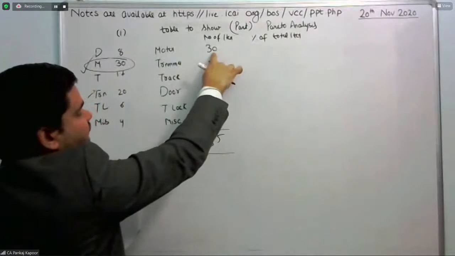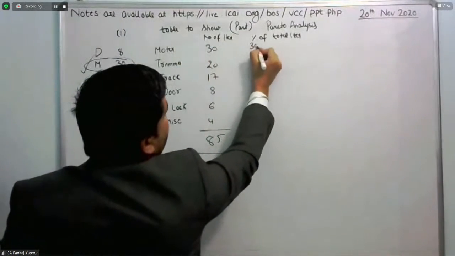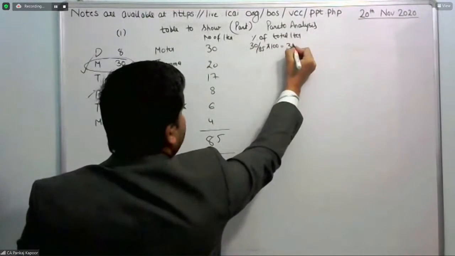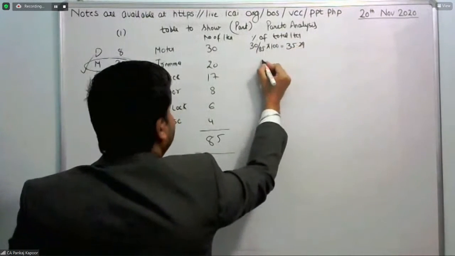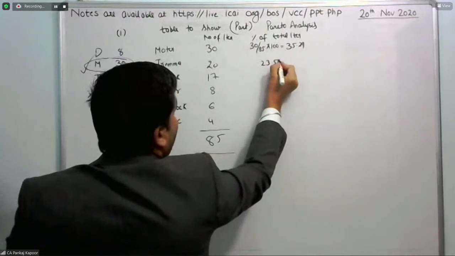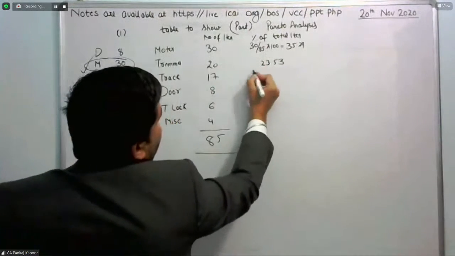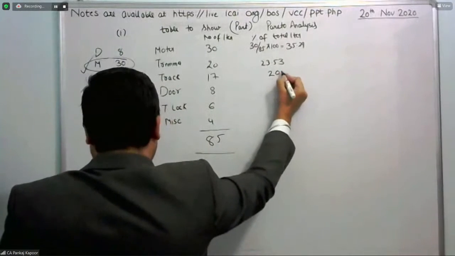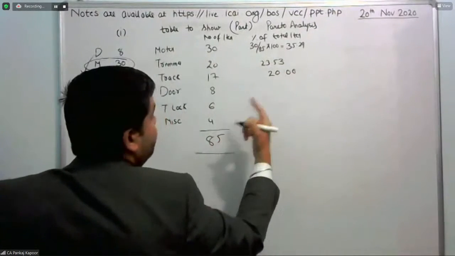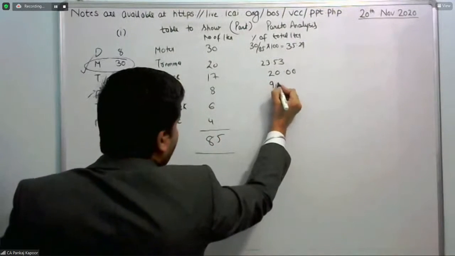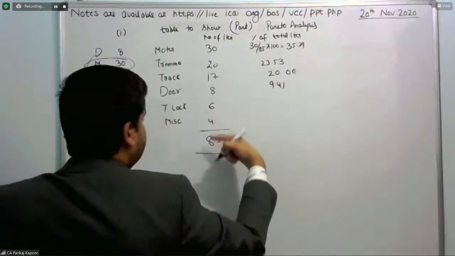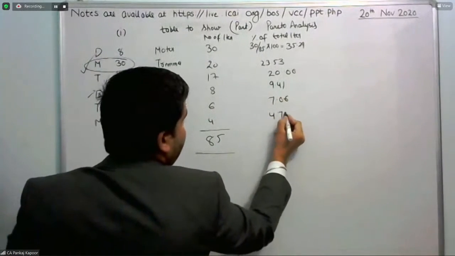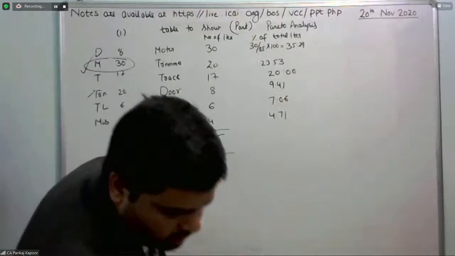Motor represents 30 cases out of 85. 30 out of 85 into 100 will be 35.29. Then 23.53. Similarly, 17 by 85 represents 20%. 8 by 85 represents 9.41%. Then 6 by 85 will be 7.06%. Then 4.71%.